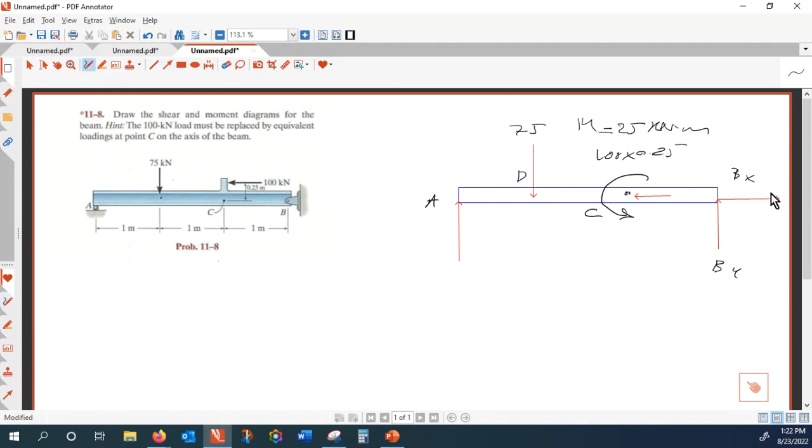So that I call this B of X, B of Y, and that one is 100 kilonewton. And that one is M of C.